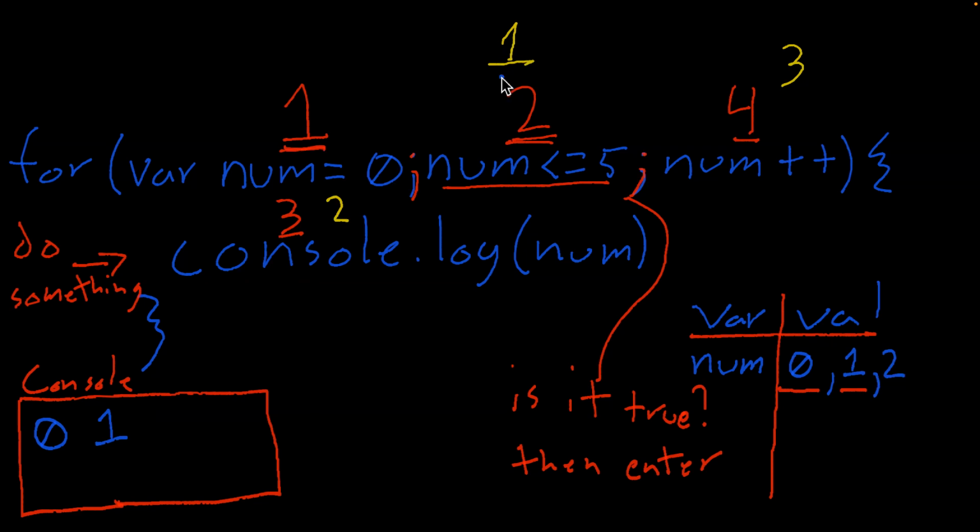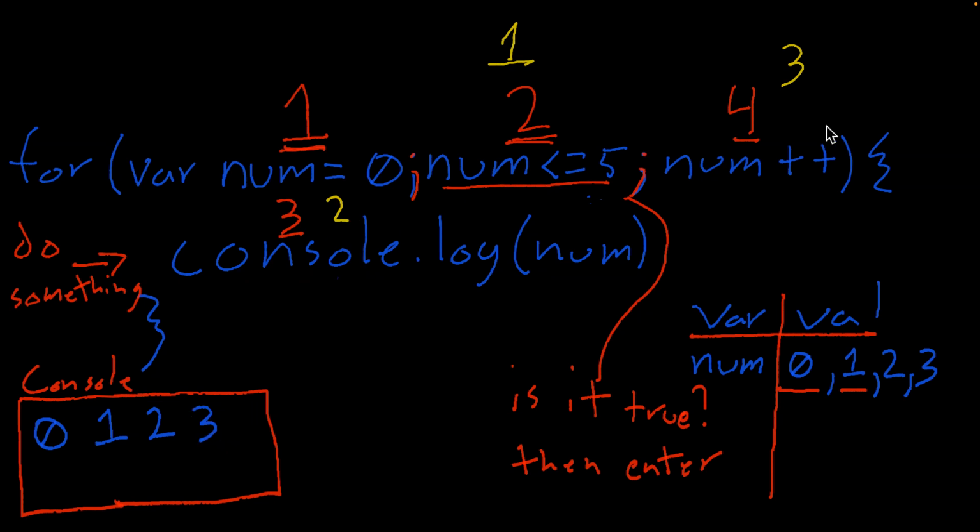Then we go back to 1. Is num less than or equal to 5? Yes, because num is 2, it's less than 5. So then we enter step 2, console log num. We've done it. Back to step 3. Increase num again. 3. Then we go back to step 1 here. Is num less than or equal to 5? Yes, because num is 3, 3 is less than or equal to 5, so then we'll console log it. Console log num.